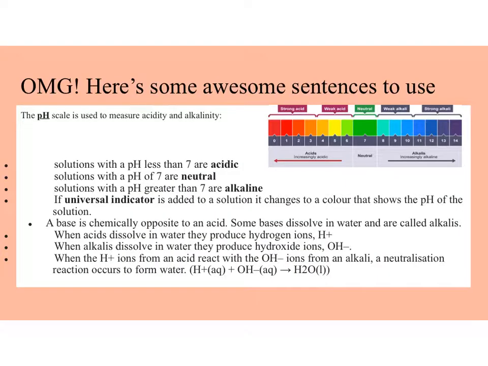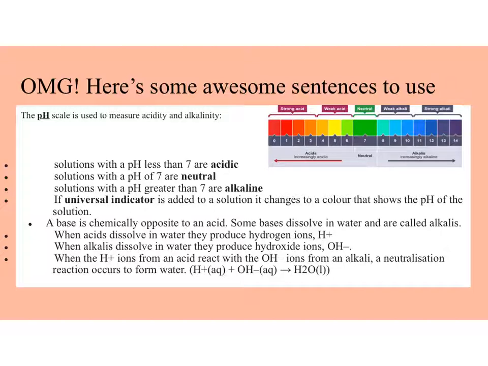So, the first thing, here are some awesome sentences that you can use. The pH scale is a measure of how acidic or alkaline something is. Solutions that are pH less than 7 are acidic. Anything that is 7 is neutral, and then alkalis are a pH greater than 7. When universal indicator is added to a solution, it changes to the colour that shows the pH of the solution.